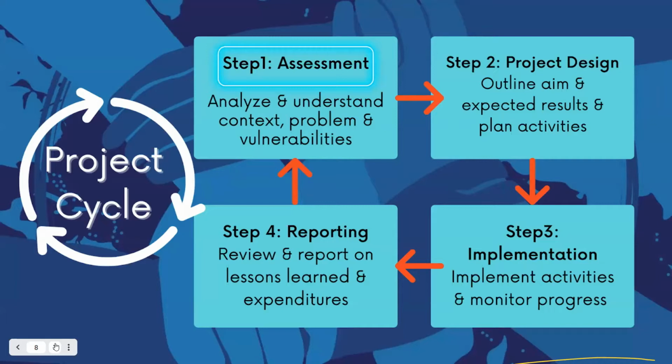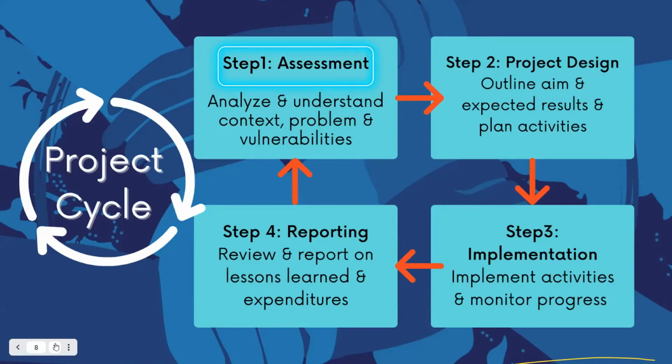The first step is the assessment. The assessment is to analyze and understand the context, the problems, and the vulnerabilities in the community that you're working in. The second step is the project design. Here you're outlining the solutions or the aim of your project, planning activities, and being clear on the expected results. What result do you want to see in your community? If there is a problem, what do you want to put in place to help it change, and what does the change look like? That is the expected results.